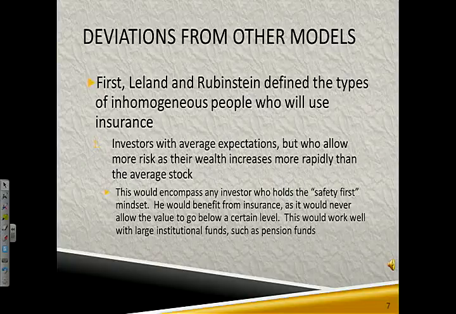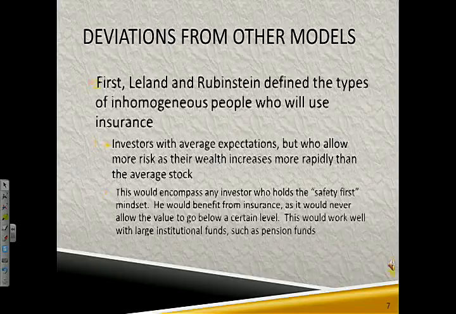Now, they decided that these would be the investors with average expectations, but who allow more risk as their wealth increases more rapidly than the average stock. Now, this would encompass any investor who holds the safety-first mindset. He would benefit from insurance, as it would never allow the value to go below a certain level. Now, this would work well with large institutional funds, like pension funds.